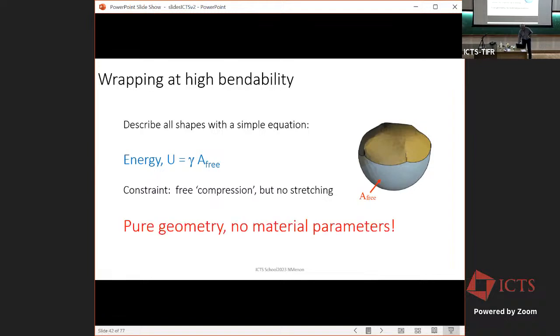To minimize this, there's a free area, and then there's something that tells you the surface energy between these two states. This is pure geometry. There's no material parameter apart from this, and this is just a prefactor. So the solutions for this will depend on nothing.